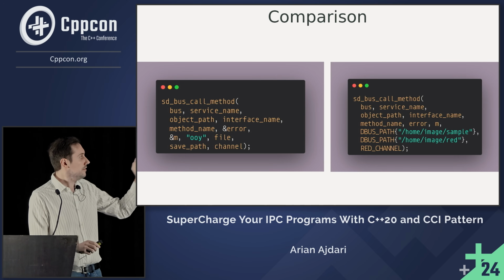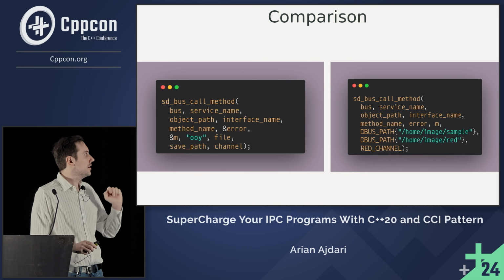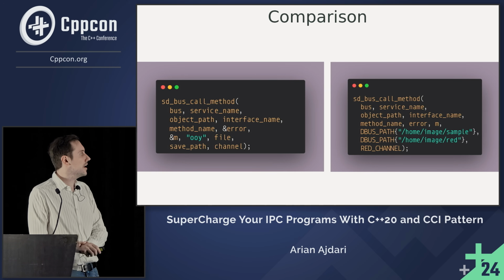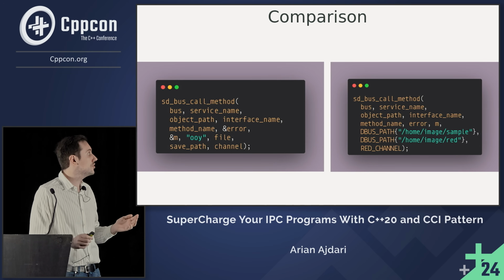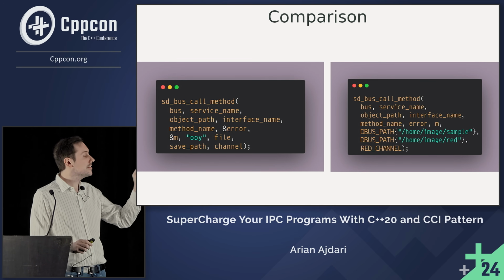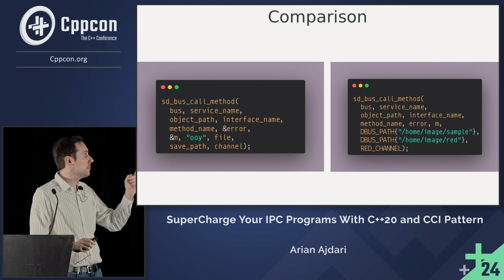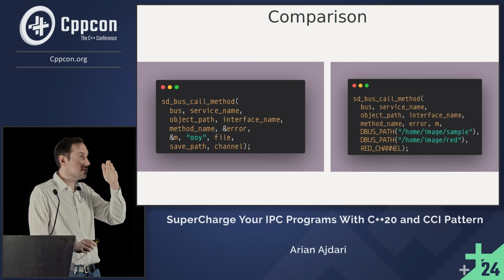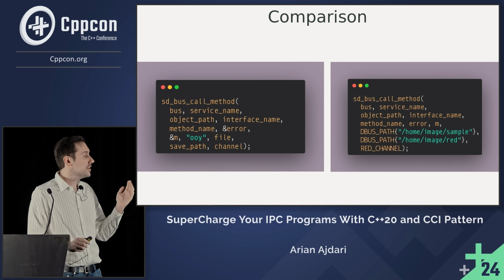So even though the interfaces of these functions seem very similar, there are quite huge differences. On the right, which utilizes CCI, we make sure that the bus's lifetime is correctly managed. So when it goes out of scope, it gets destroyed automatically, whereas on the left, that is not the case. We make sure that the service name does not exceed 30 characters, and it starts with com. Similar to the object path, we can make sure that it starts with a /. And also we can put limits and constraints on the interface name and the method name.